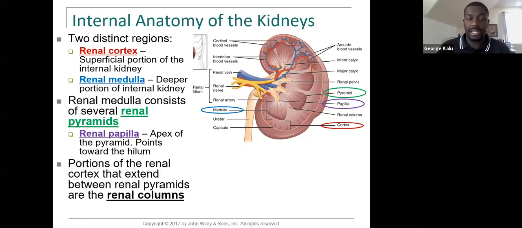And then in between each of the renal pyramids is a region called the renal column. The renal column is actually part of the renal cortex that just dives in between these renal pyramids. And so they form these little columns here that we call renal columns. All right, so that's that.